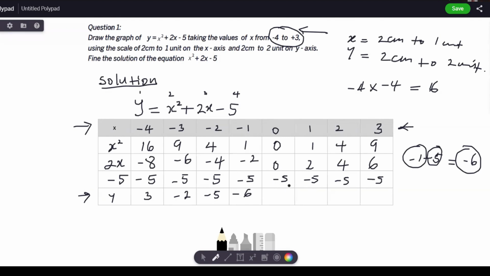Now 0 plus 0 is 0, 0 minus 5 is minus 5. Now 1 plus 2 is 3. 3 minus 5 gives us minus 2. 4 plus 4 is 8. 8 minus 5 gives us what? 3. And 9 plus 6 is 15. 15 minus 5 is 10. So you can see how it goes. So this is how to get the table of values using this first method.